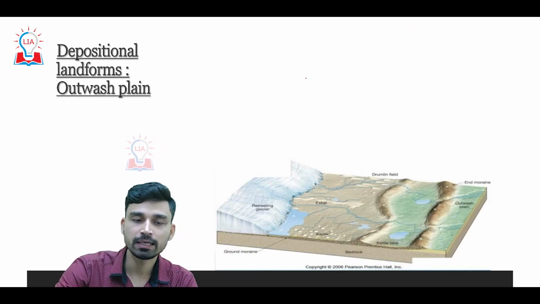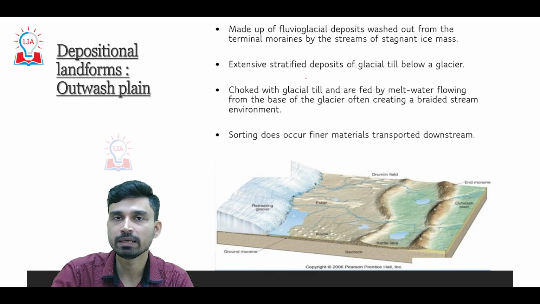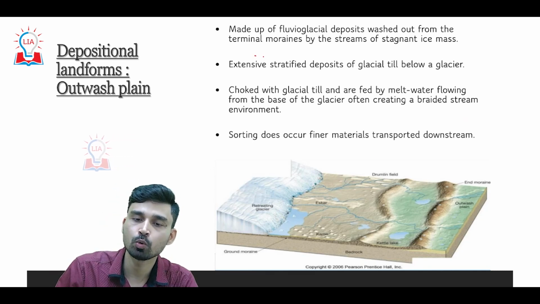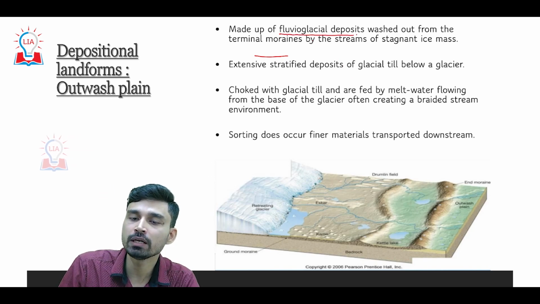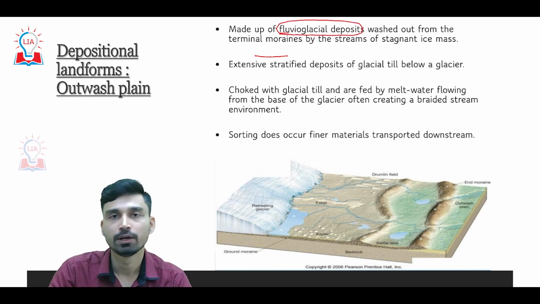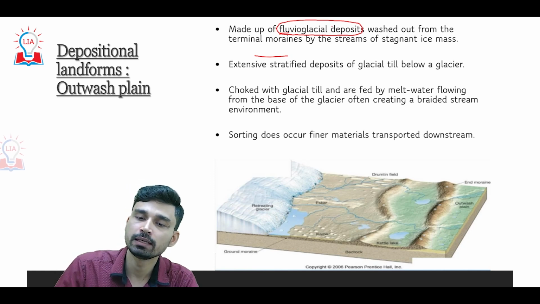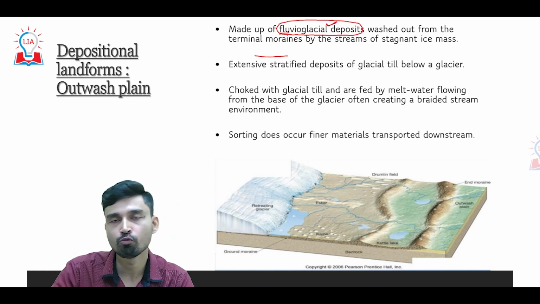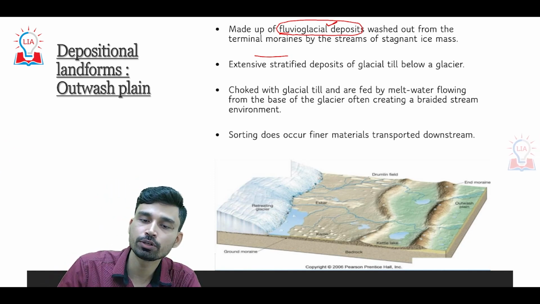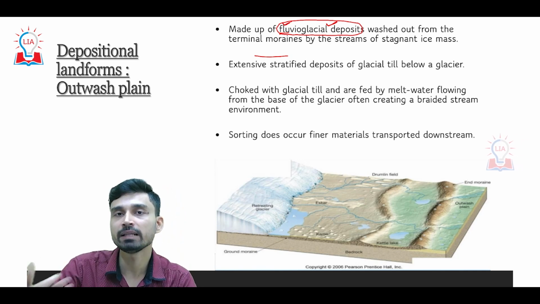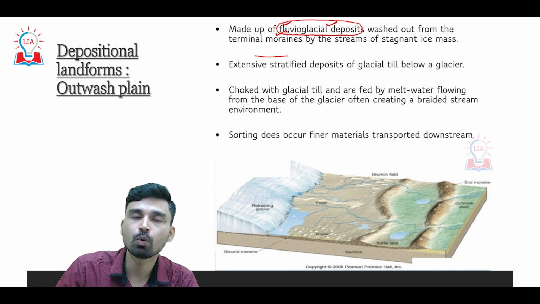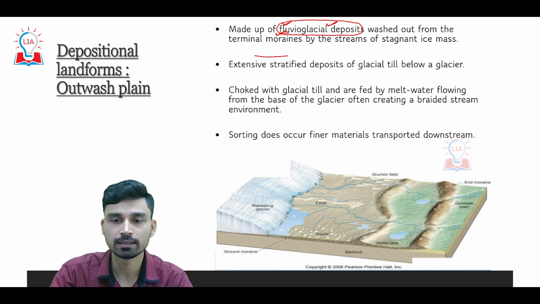The most important and the last landform that is developed by glacier is what we can refer to as the outwash plain. Outwash plain is basically formed due to fluvio-glacial deposits. Fluvio-glacial deposits refer to deposits formed due to both the movement of the glacier as well as sediment that has been deposited due to the melt water from the glacier or within the glacier.